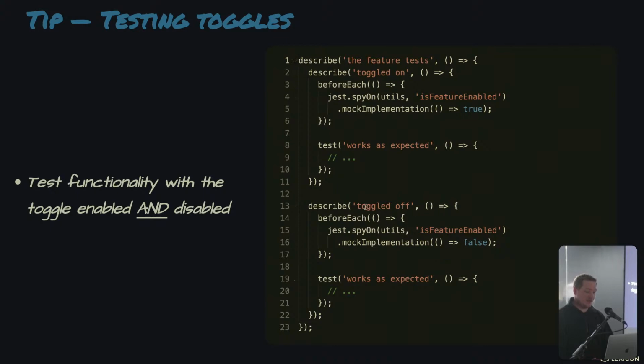Easiest way to do it, take your existing test suite, wrap a suite around it with the toggle set off, and that becomes the off version of your tests. Then you create the toggled on version and make whatever changes you need to get your tests to pass.